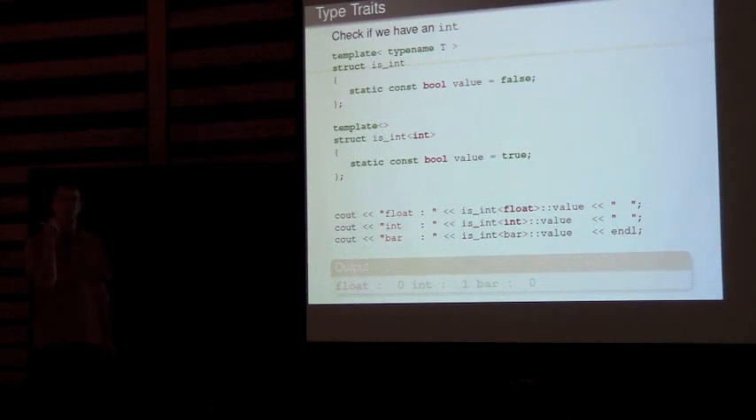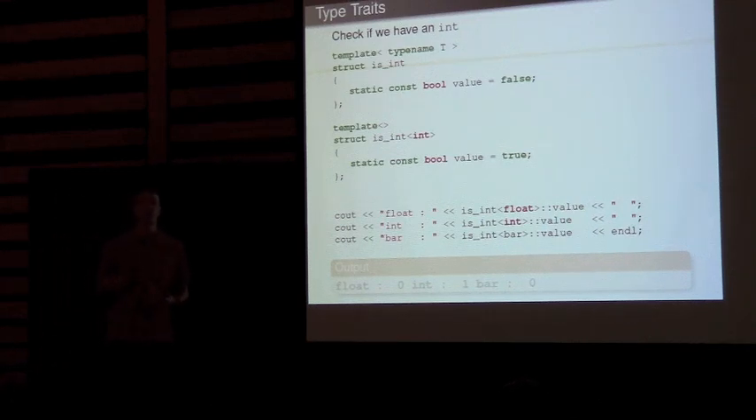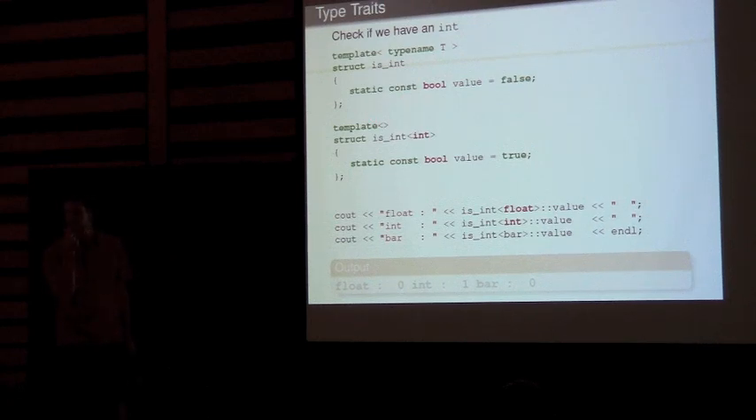Does this happen at runtime, or does this happen at compile time? Right, at compile time. Again, modern C++, right? We try to get as much as possible done during compilation. Is the order important? No. We have to first define the generic one. Right, define the generic, and then we can specialize.